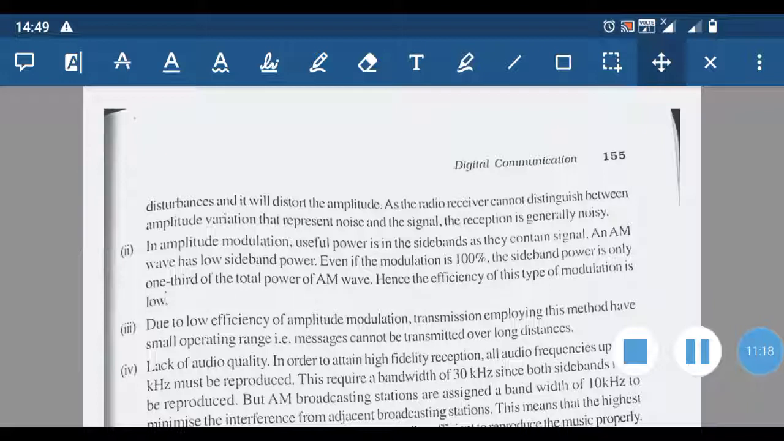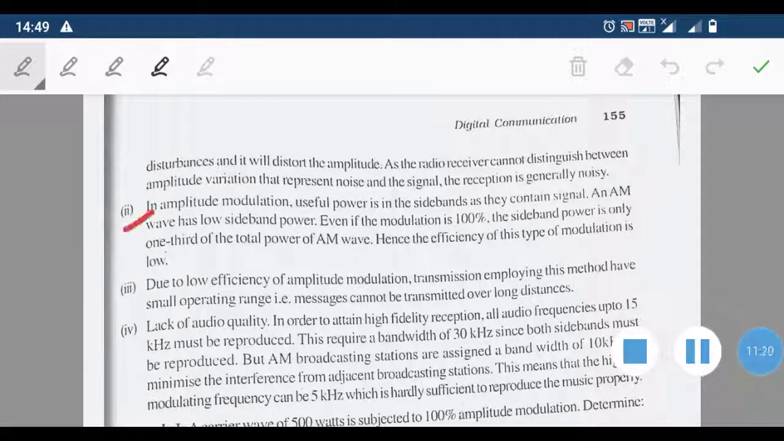Then the second one is that in amplitude modulation, the useful power is in the sidebands, and in the AM wave there is low sideband power. So even if the modulation index is 100%, the sideband power is only 1/3 of the total power. So the efficiency is very low. In the case of AM, the efficiency is very low, and that can be explained by this: only about 30% of the total power is included in the two sidebands.